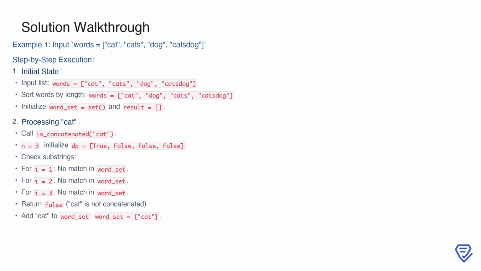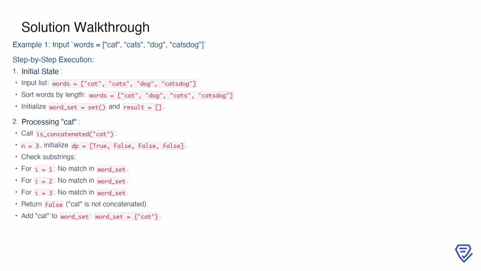We begin with the input list of words: cat, cats, dog, catsdog. To make processing more efficient, we first sort the words by their lengths, resulting in cat, dog, cats, catsdog. This ensures that we process shorter words before longer ones, which is critical for our approach. We also initialize an empty set called word_set to keep track of words we've confirmed, and an empty list called result to store the final concatenated words.